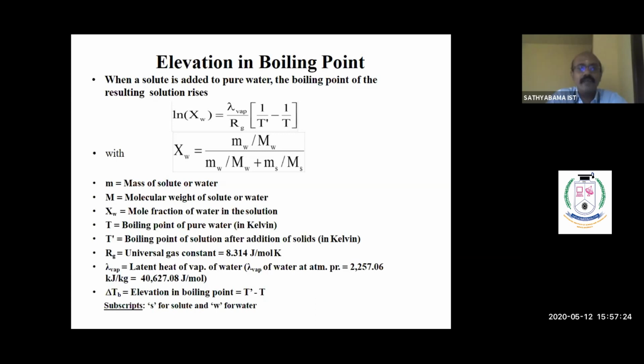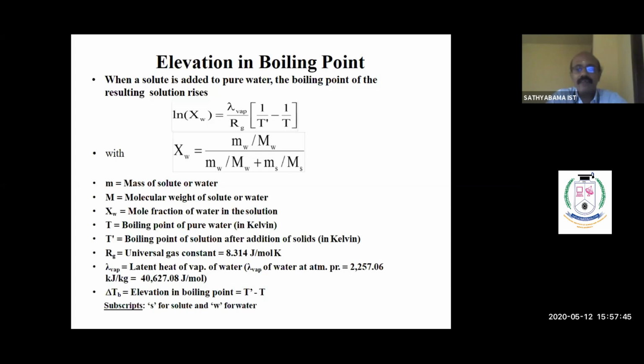Lambda vaporization is the latent heat of vaporization of water, and its value is around 2257.06 kilojoule per kg. So this value will be used in the problems. Then coming to delta TB, it is the elevation in boiling point. It can be calculated by using this formula: T dash minus T.